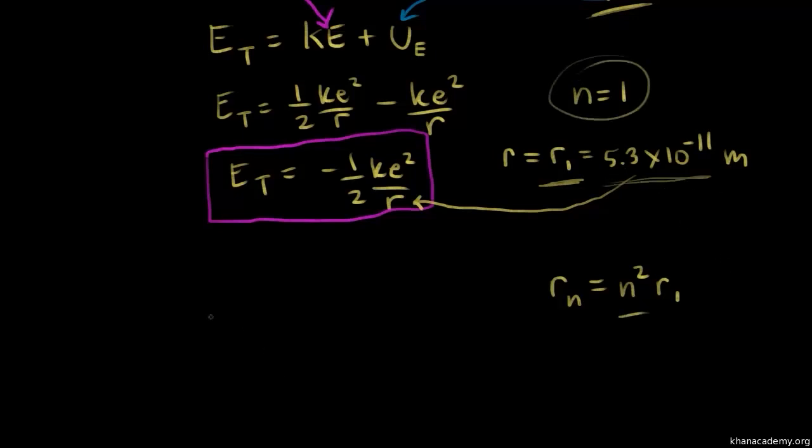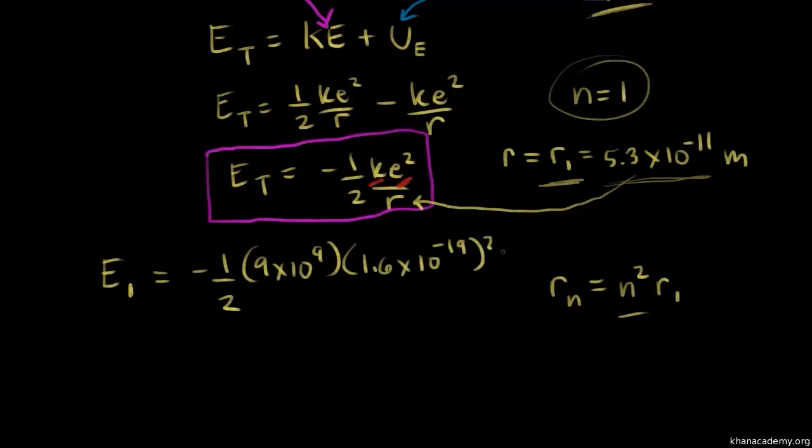So let's go ahead and plug that in. Let's do the math actually. So we're going to get the total energy for the first energy level. So when n equals 1, it's equal to negative half times k, which is 9 times 10 to the ninth, times the elemental charge. All right. So we just took care of k. e is the magnitude of charge on a proton or an electron, which is equal to 1.6 times 10 to the negative 19 coulombs. We're going to square that and then put that over the radius, which was 5.3 times 10 to the negative 11 meters.